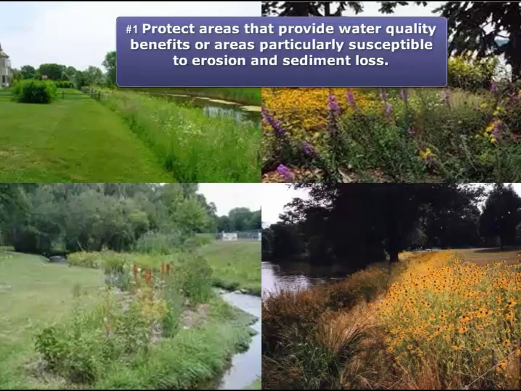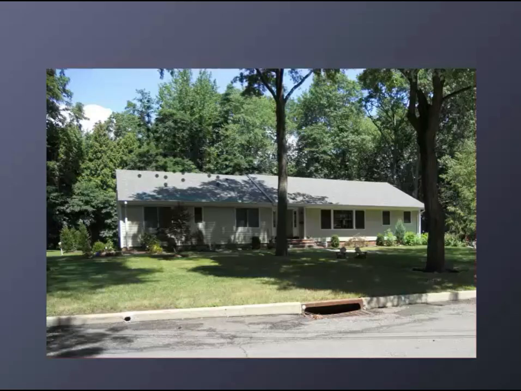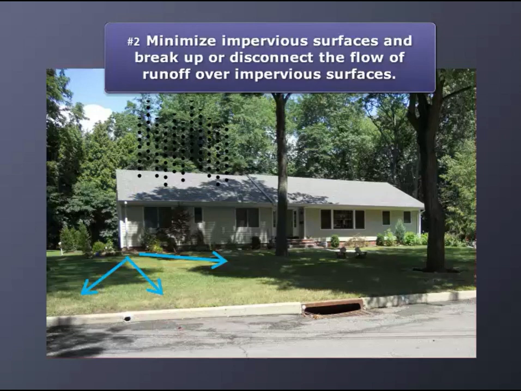Here is the first of the 9 types of non-structural strategies. Protect areas that provide water quality benefits or areas particularly susceptible to erosion and sediment loss, such as vegetative buffers. Note in this photograph, the downspout is carrying the water through an underground pipe directly to a storm sewer. A better solution would be to allow the downspout to discharge the rooftop flow over the pervious lawn.